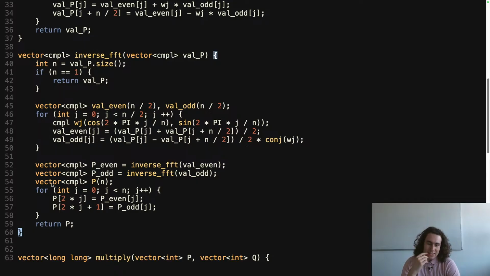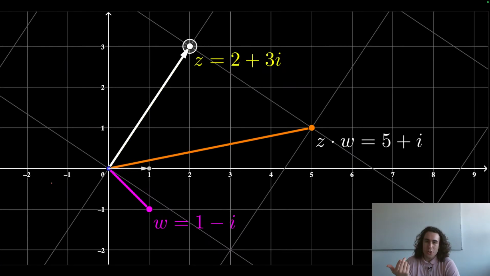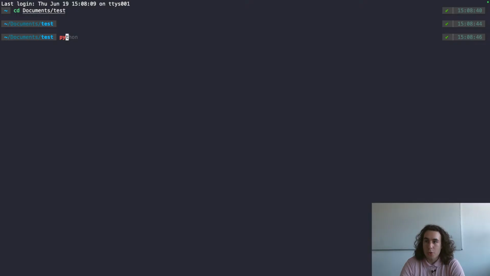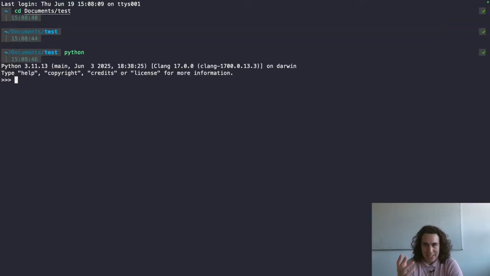Why is it the case? Well, I just want to show you something. Let's run Python, because it's easy. And now, there is already an implemented FFT in Python, in NumPy.